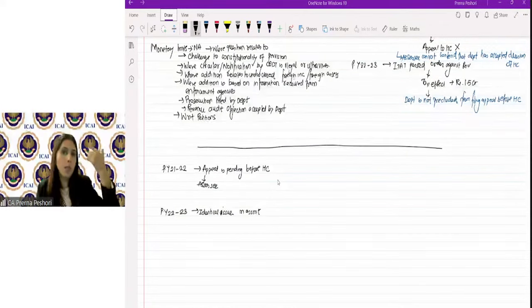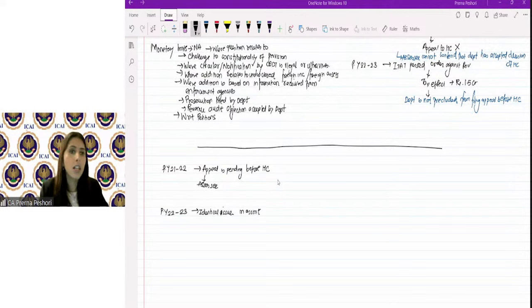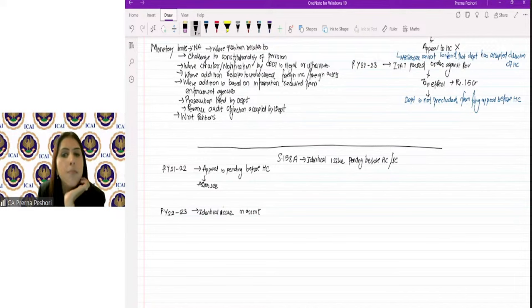Now, again, what will happen? The assessee will appeal to the CIT, appeal to the High Court, and then to the ITAT, and then to the High Court. So there is Section 158A. There is Section 158A when there is identical issue pending before the High Court or the Supreme Court. So when an identical question of law is pending before the High Court or Supreme Court, and a similar question is arising during the assessment, which is now pending before the AO, or before the CIT(A), or before the ITAT. So identical issue in assessment or in appeal.